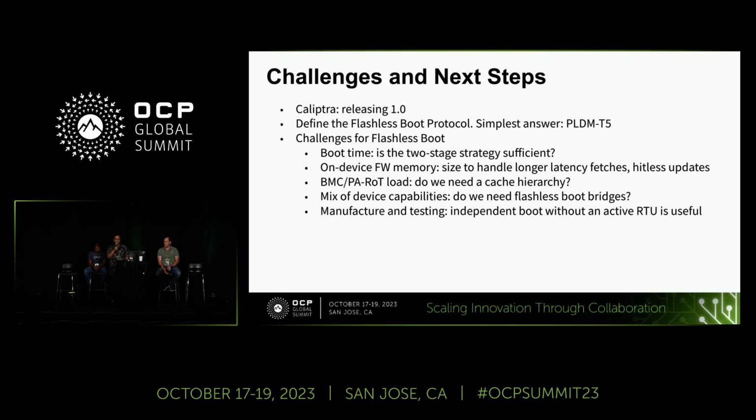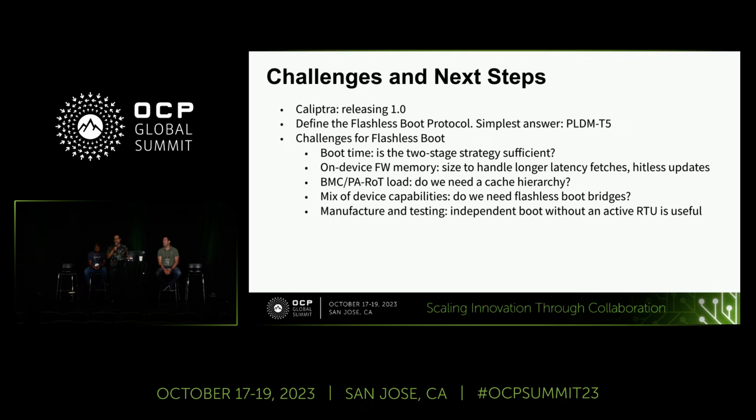And then challenges for flashless boot itself. We have to model and prototype to say, is the two-stage strategy sufficient for boot time? Do devices have enough memory to handle holding all of this firmware at once instead of potentially paging or relying on flash as a backing store? What is the load on BMCs and platforms itself? One approach that we were thinking about is to limit the flashless boot flow to just the cold and warm boots of the platform so that the behavior towards the BMC or platform RoT is always deterministic. You don't have to handle partial resets of the device. The device should handle that on its own. But that increases the load for the device.